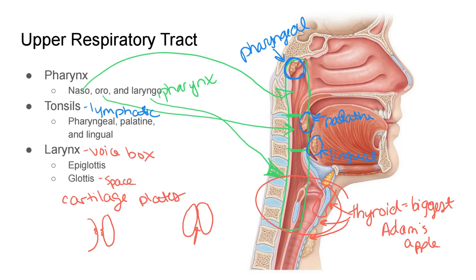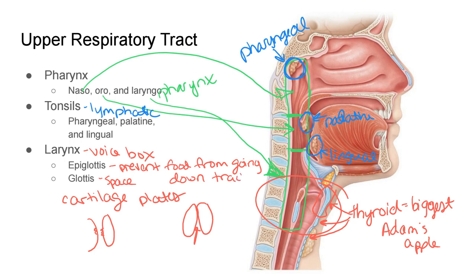And what we don't want is food going down there. So the epiglottis is going to, kind of like the uvula prevents food from going into the nose, prevent food from going down the trachea. The trachea is the windpipe.